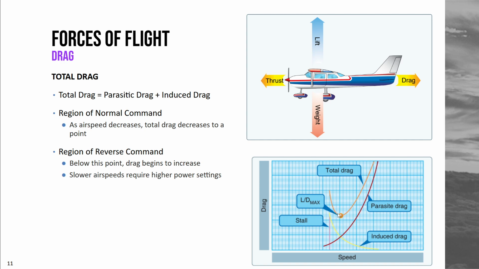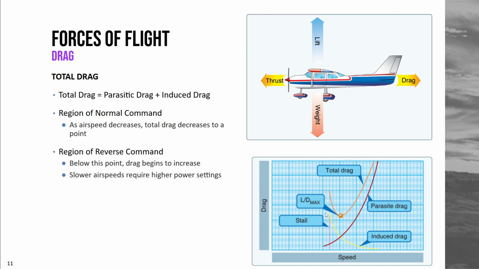Our L/D max is where we create the most amount of lift with the least amount of drag. So this is the airspeed at which the aircraft glides the farthest. We're creating the least amount of drag for the most amount of lift. So in my aircraft, that's 68 knots.